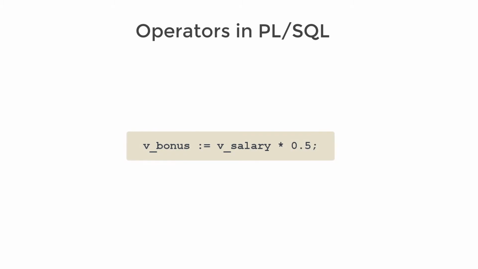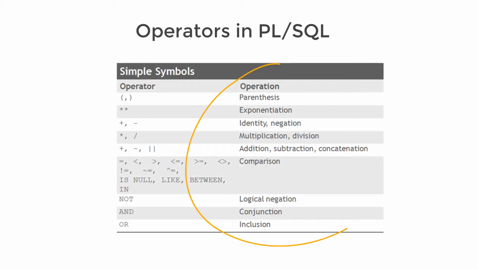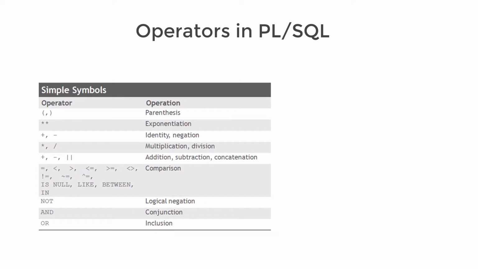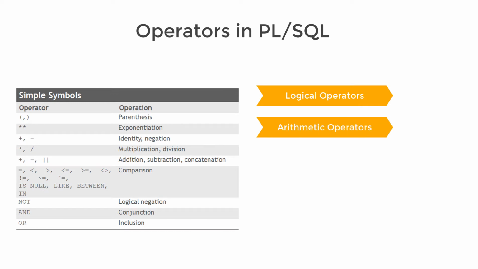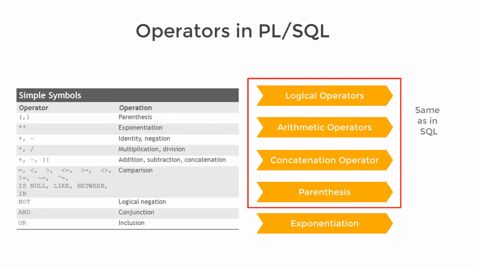Before learning about each of these conditional constructs, let us have a quick refresh of PL/SQL operators. As you know, an operator defines the operation to be performed in an expression. Each operator performs a designated operation as shown in the table here. Based on the type of operation performed, the operators in PL/SQL are categorized as logical, arithmetic, concatenation, parenthesis, and exponential operator. The first four categories of operators perform the same operations as in SQL. Parenthesis is used to control the order of operations. To learn more about PL/SQL operators and their order of execution, refer to the link given in the YouTube video description.